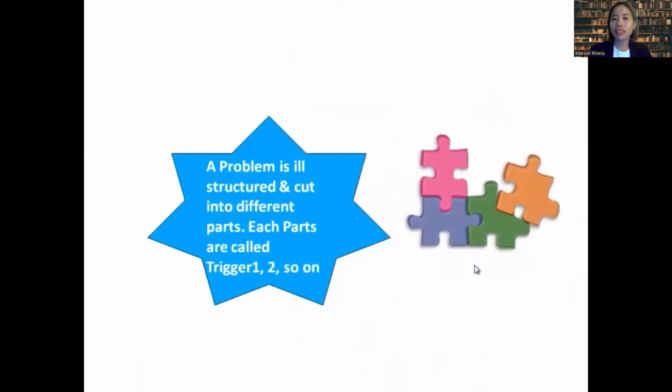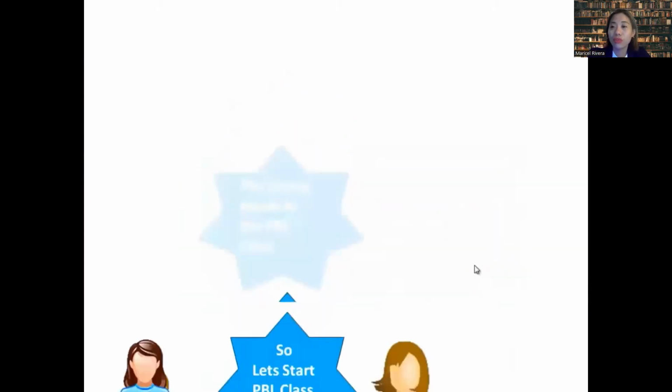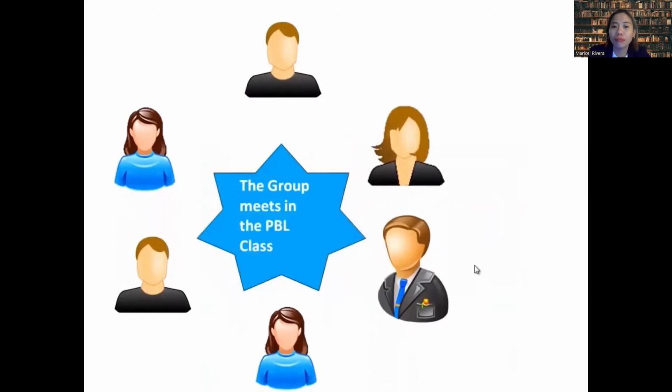A problem is ill-structured and cut into different parts, and each part is called a trigger: trigger 1, 2, and so on. So we do have here the objectives of problem-based learning: knowledge, skills, and attitude. Knowledge: basic and clinical content in context. For the skills: critical thinking, decision-making, problem-solving, self-learning. And for the attitude: teamwork, being interpersonal, and networking. And we can now start our PBL class.